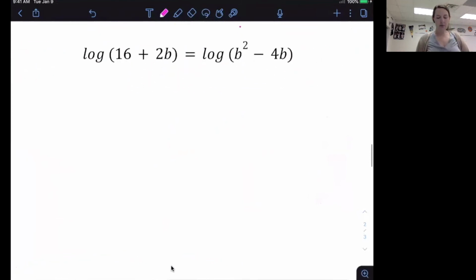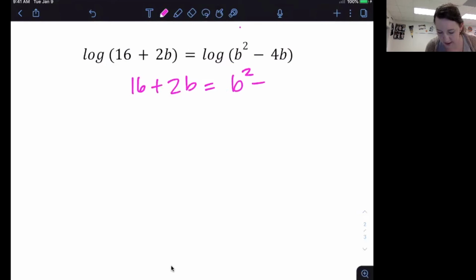Okay, let's look at this one where we have a quadratic that we're going to be dealing with. So here we have the same base because they're both base 10. They're both a common log. So I can take 16 plus 2b, set that equal to b squared minus 4b.